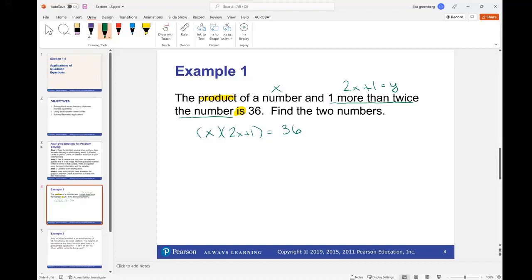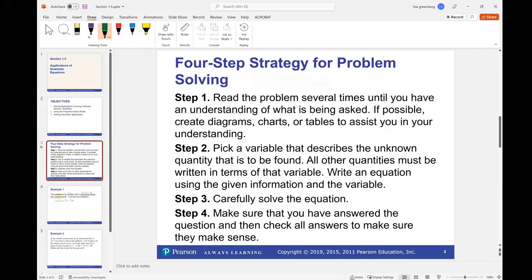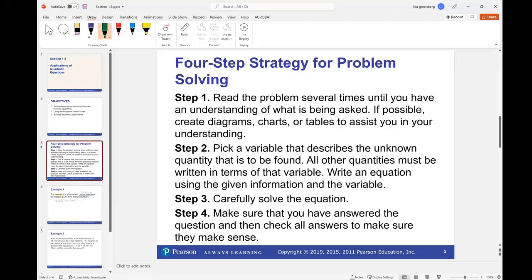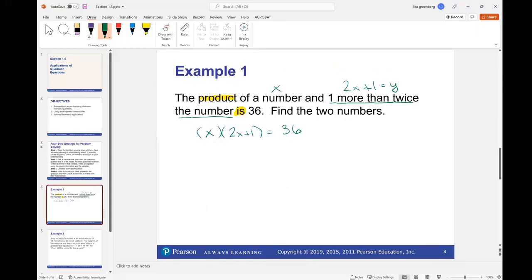So first of all, step 1 says, read the problem several times until you have an understanding of what is being asked. So I look again and say the product, so I have a product here, x times 2x plus 1, that means product, and those are the 2 values that I'm multiplying, equals 36, okay? The next step is pick a variable. I already picked the variable. In this case, it doesn't really matter what the variable is because it doesn't mean anything except that a number, right? And then the next step is solve it.